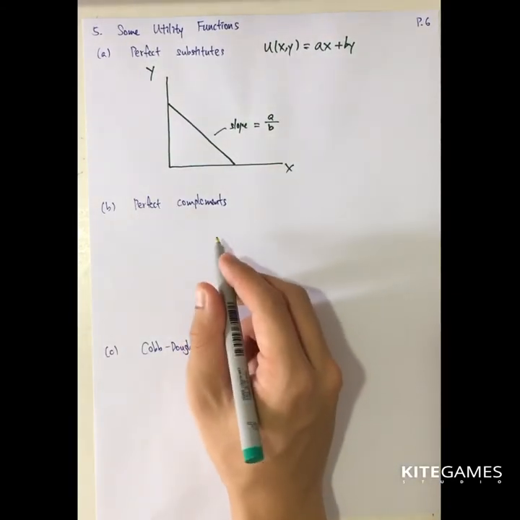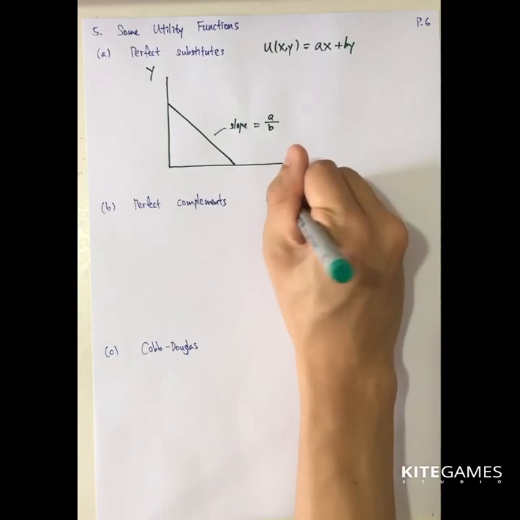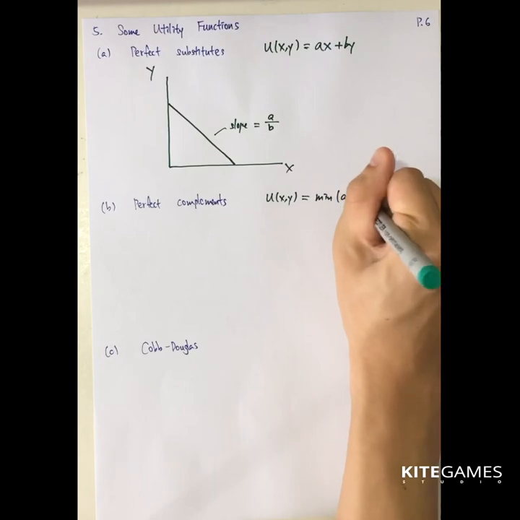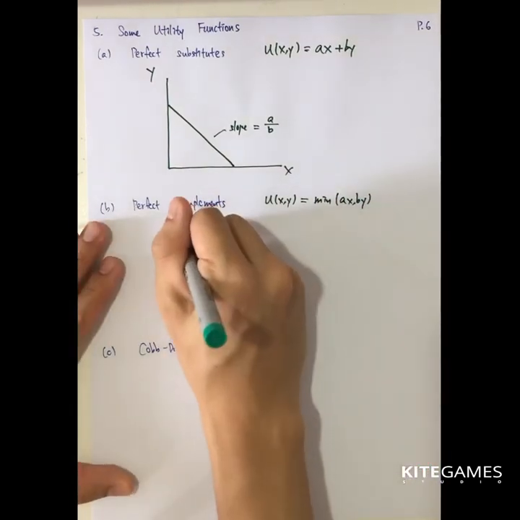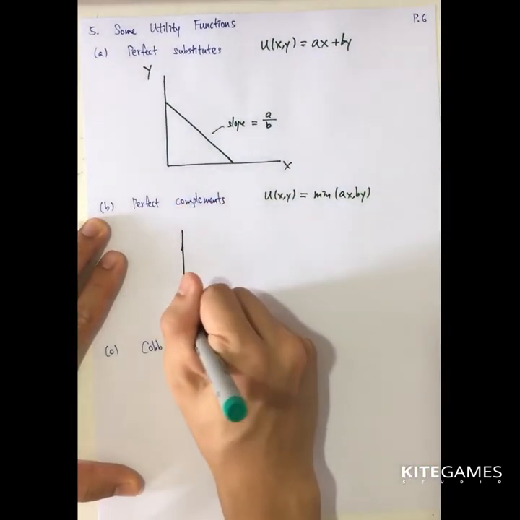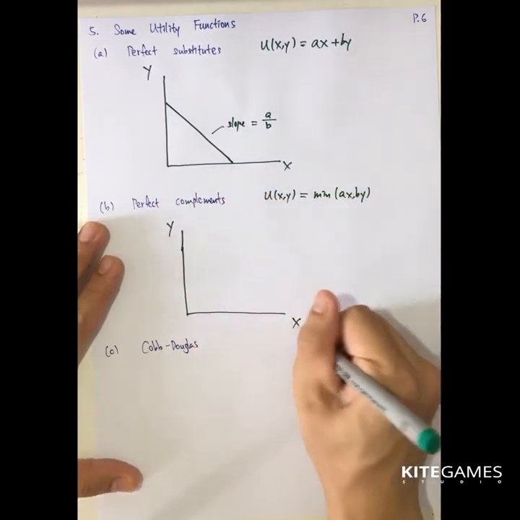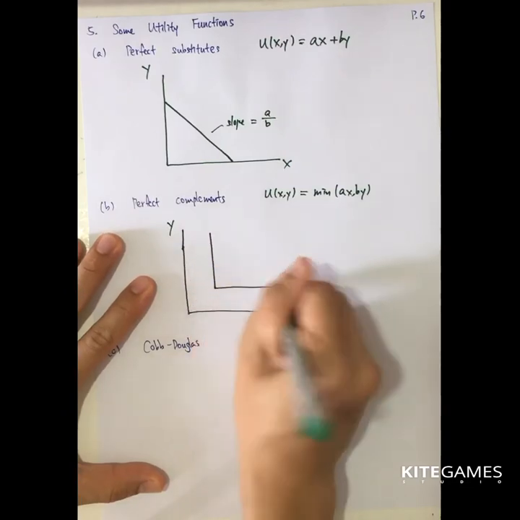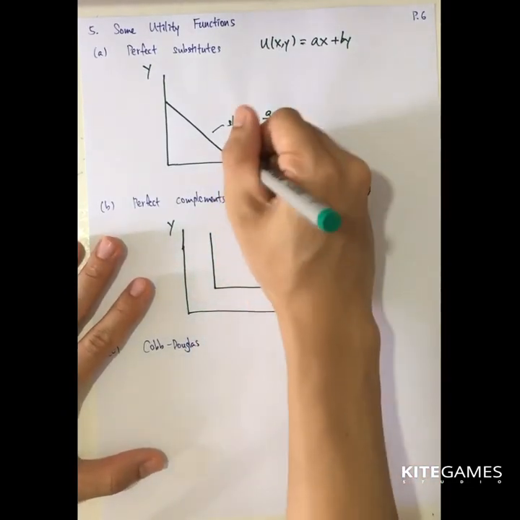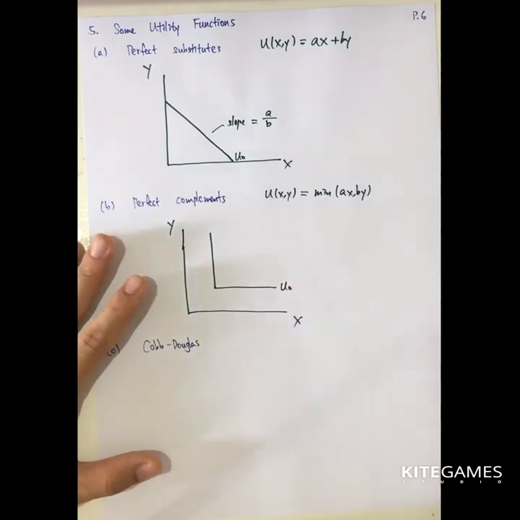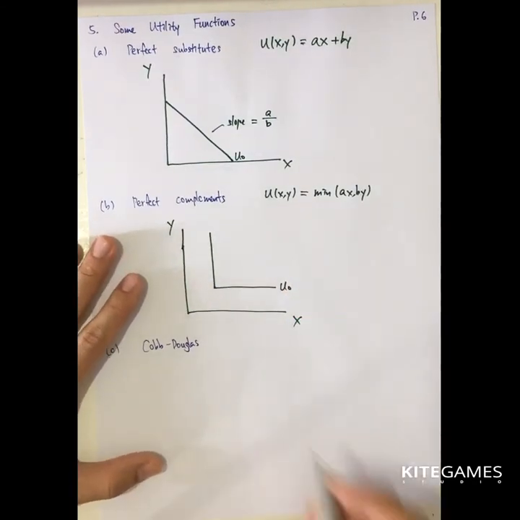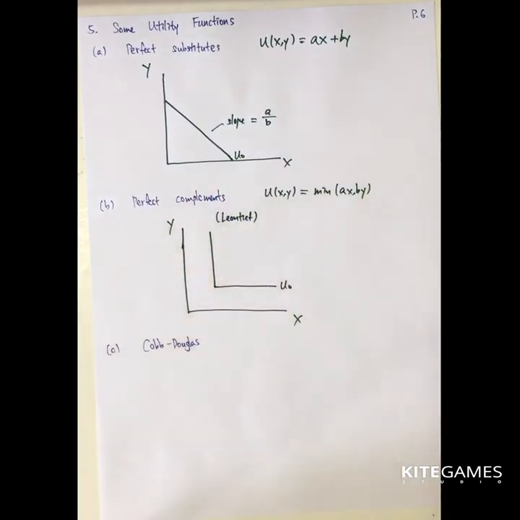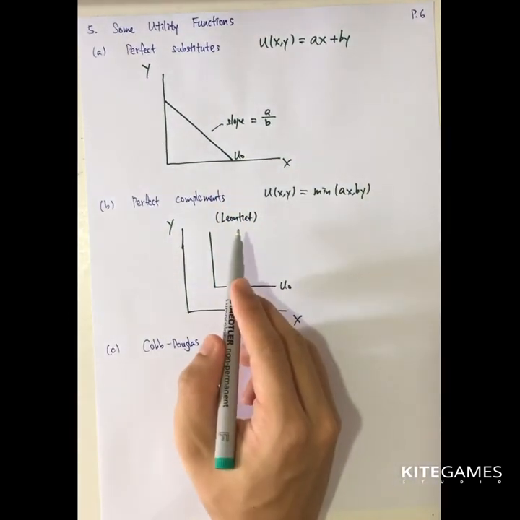Next one is the perfect complement. Perfect complement means they have to be used together to satisfy the human wants. Say the left shoes and right shoes. Okay, so if you want to draw the indifference curves, this is an L shape. Okay, so this is also called Leontief utility functions.